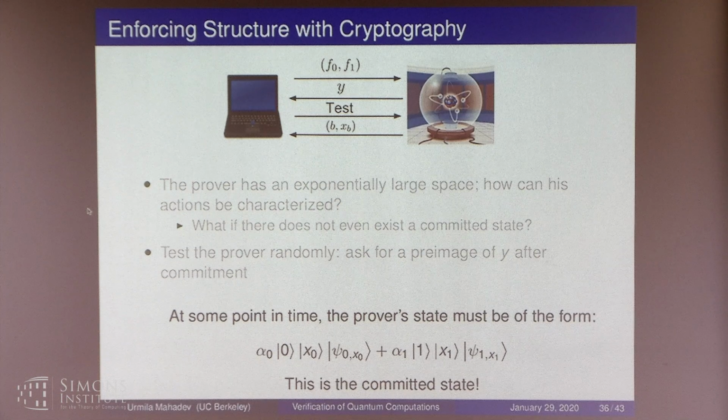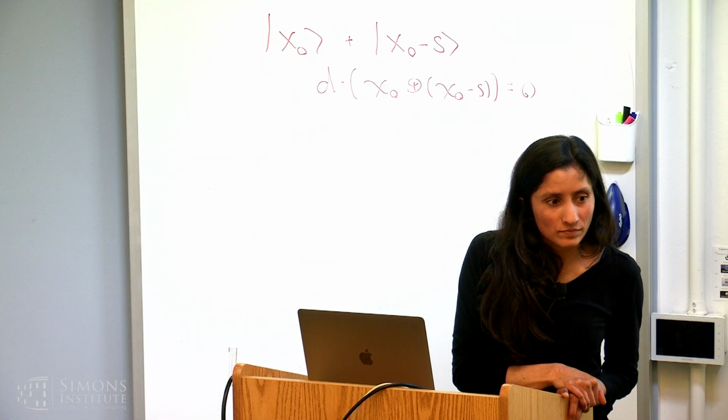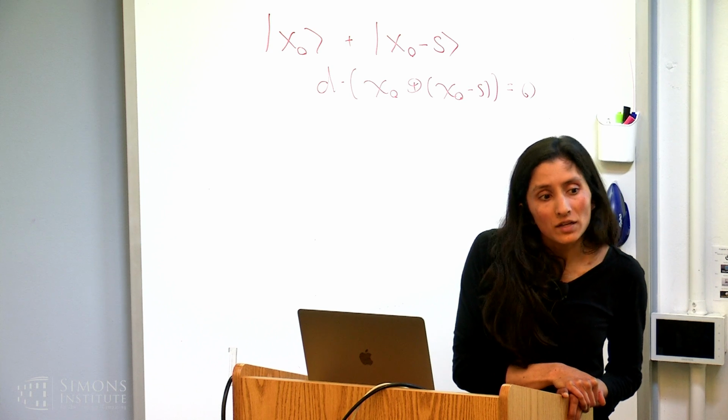Yeah. So you always do this. The protocol always asked the prover to, because you say you test the prover randomly. Yeah. I'm not clear what you mean. Do you always do it, or you just do it with probability?